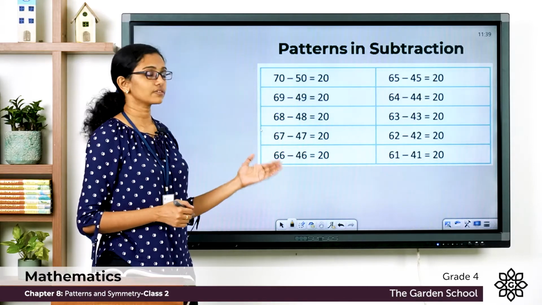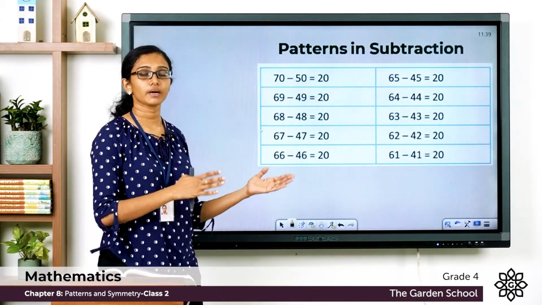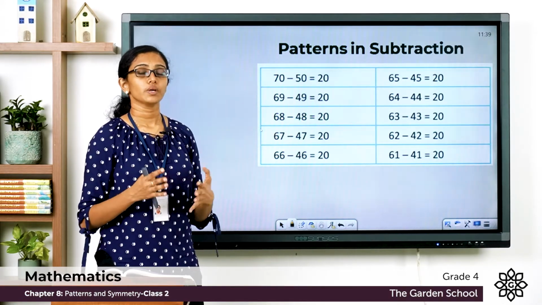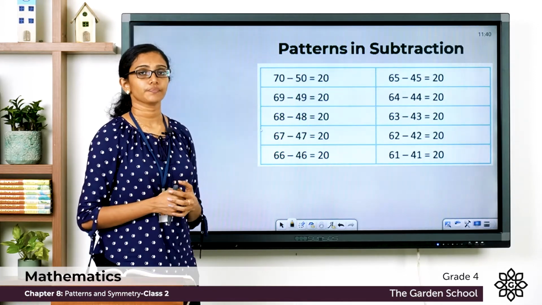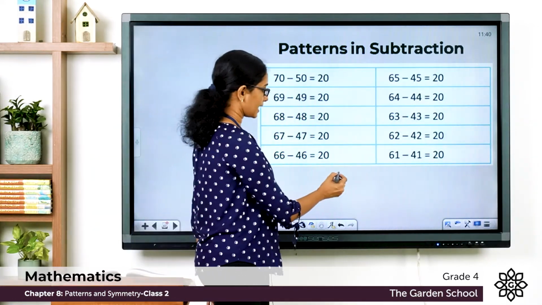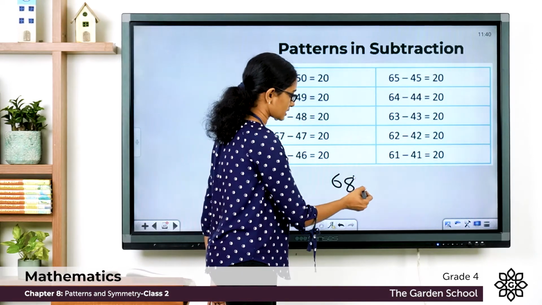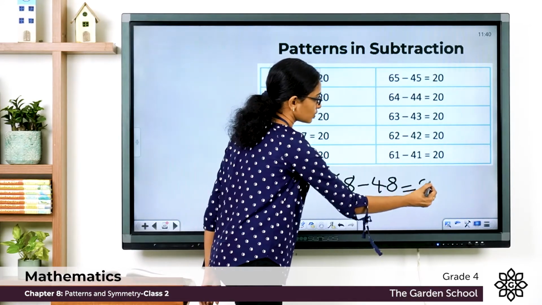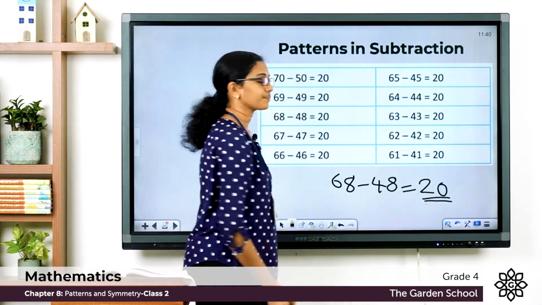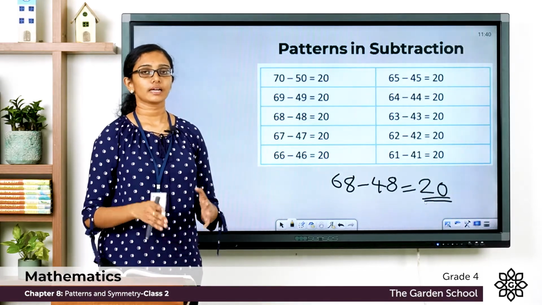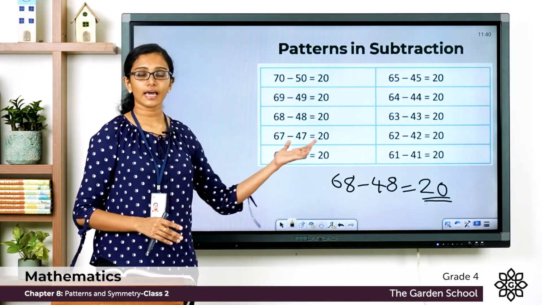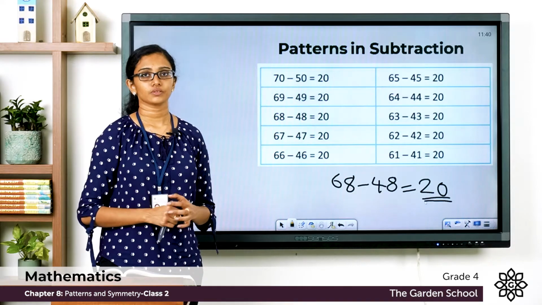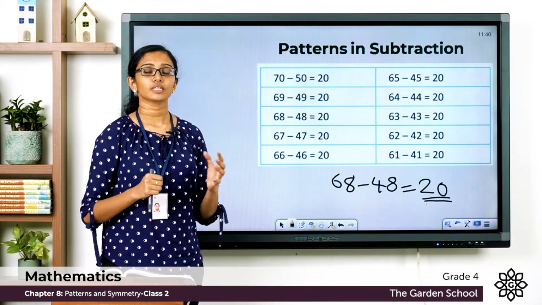In each line, the difference is the same because you are subtracting the same number from both the subtrahend and the minuend. So what if we had subtracted 2 from both the numbers, 70 and 50? 70 minus 2 is equal to 68, 50 minus 2 is equal to 48, and the difference is the same, 20. So it means that if you subtract the same number from both the subtrahend and the minuend, the difference remains the same. So that is the pattern of numbers in subtraction.